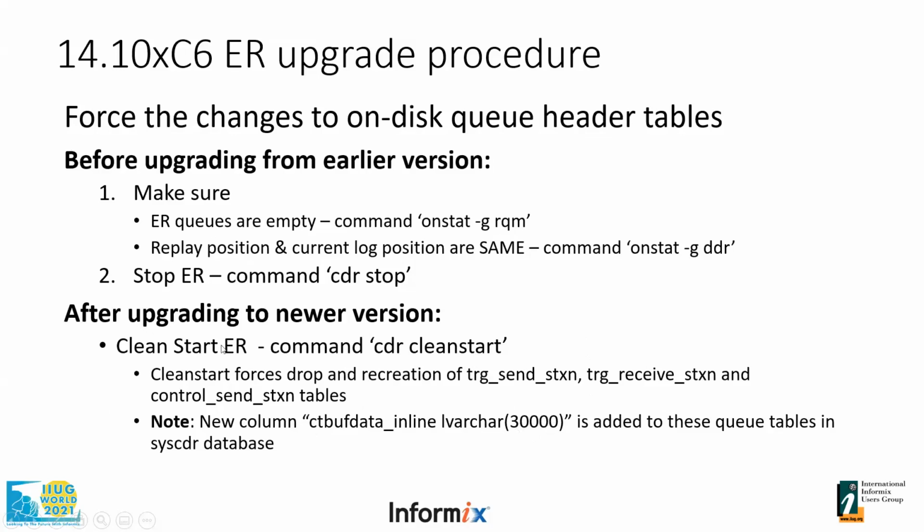This explains why we have a threshold of 26 kilobytes for a transaction size. Any transaction less than 26 kilobytes will now be stored in this, instead of another pre-existing column called CT buff data, which is a smart blob.